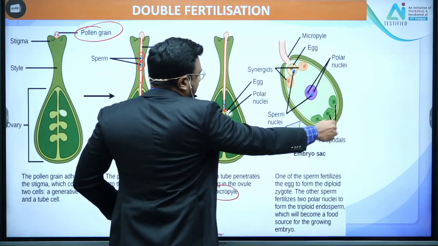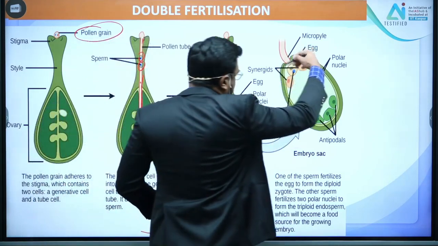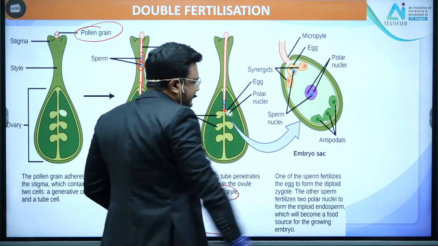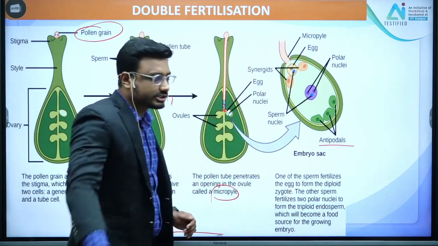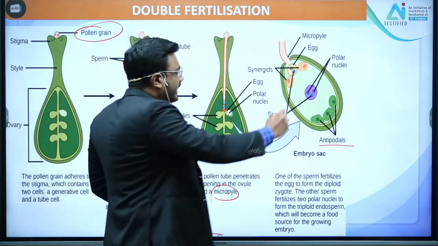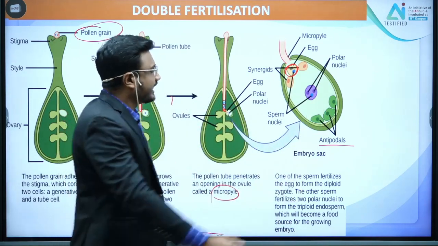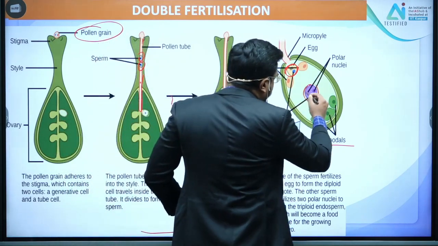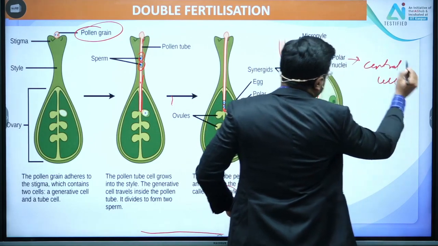This is the enlarged structure of the ovule. Here we can see that this is the micropylar end where the egg and the synergids are present, and here at the chalazal end we have the antipodals. Of the two sperm cells, one sperm cell fuses with the egg here, and the other sperm cell fuses with the polar nuclei present in the central cell, right?